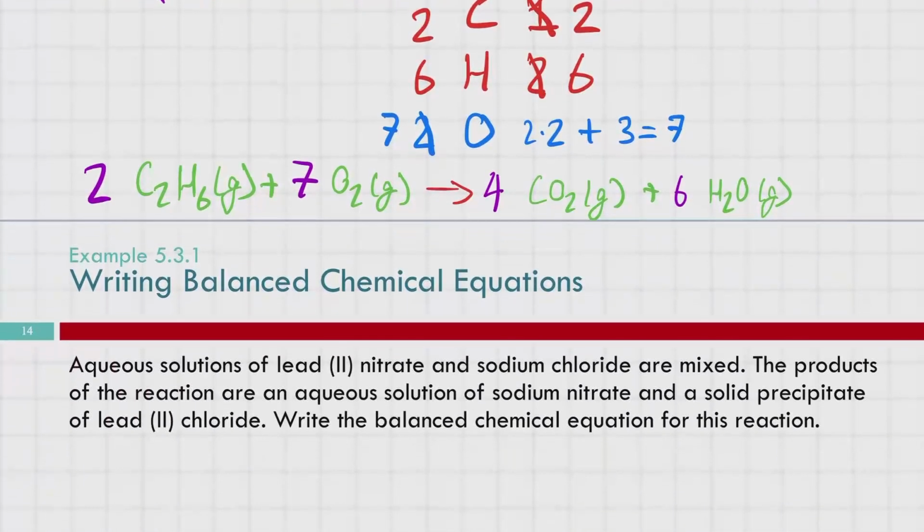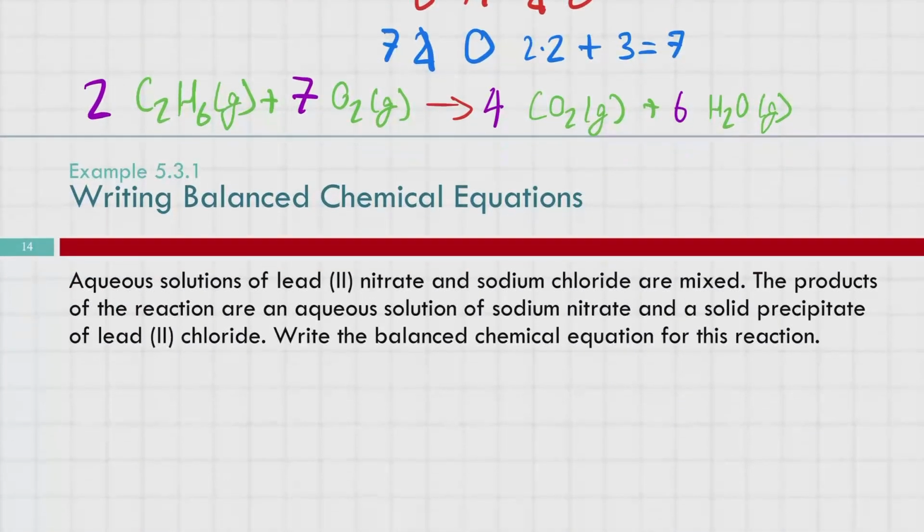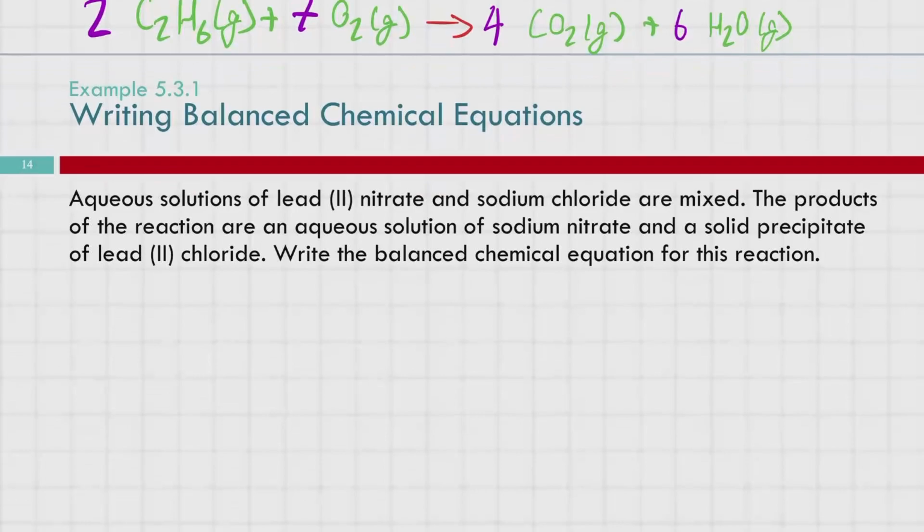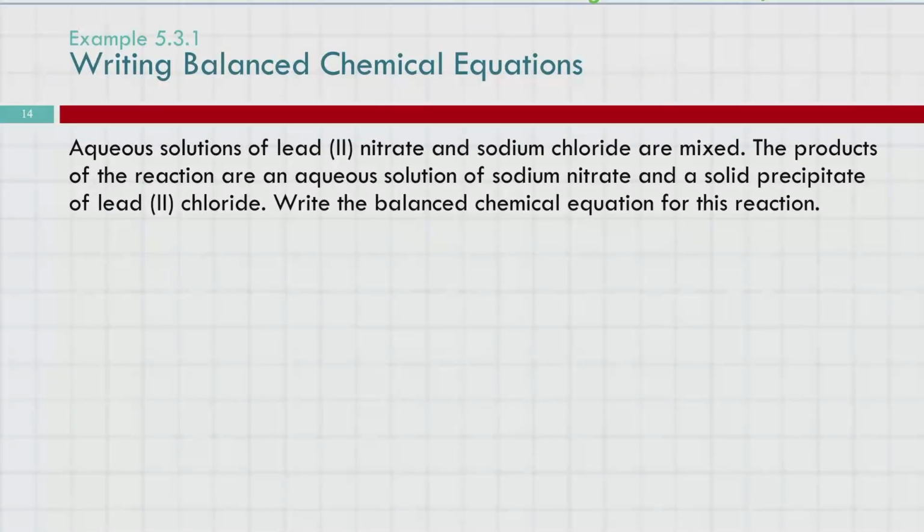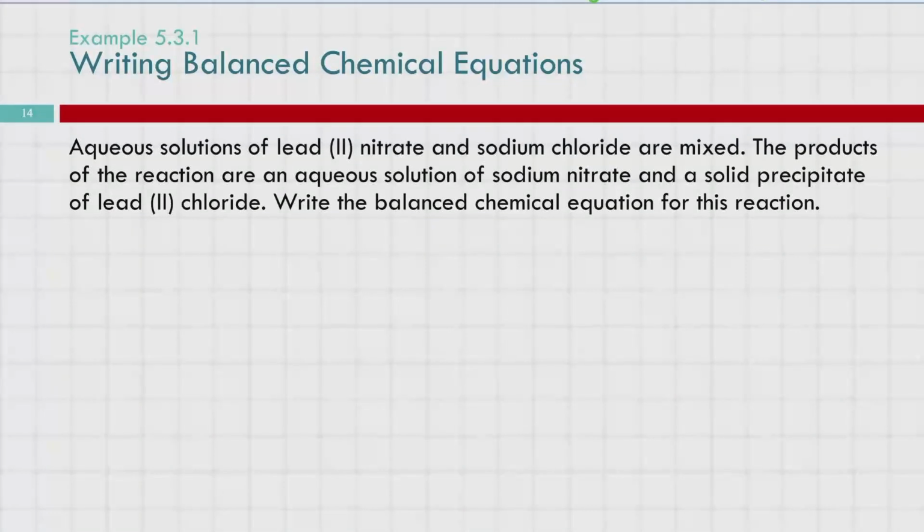Cool. Here's a different type of balancing equation. We've got aqueous solutions of lead 2 nitrate and sodium chloride that are mixed. The products of the reaction are an aqueous solution of sodium nitrate and a solid precipitate of lead 2 chloride. Write the balanced chemical equation for this reaction.